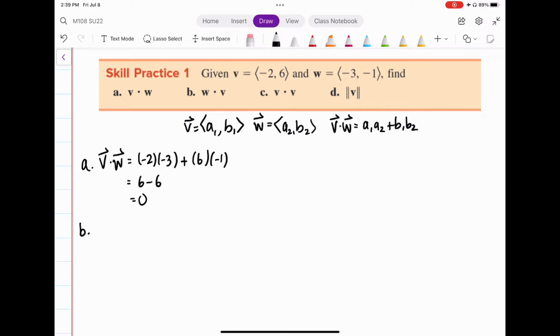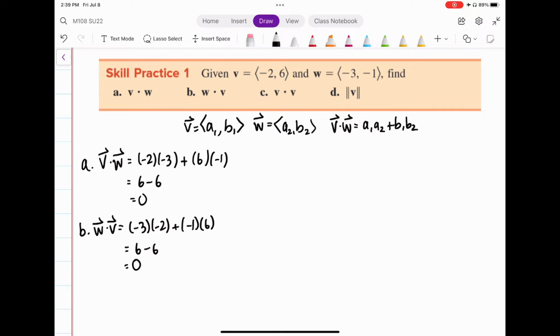For part B, we're taking vector w times vector v, which we know by properties of dot products should be the same result. This means we're going to take -3 times -2 plus -1 times 6, which the commutative property of multiplication says is the same thing as what we did in A. We then have 6 minus 6 again, which is equal to 0.